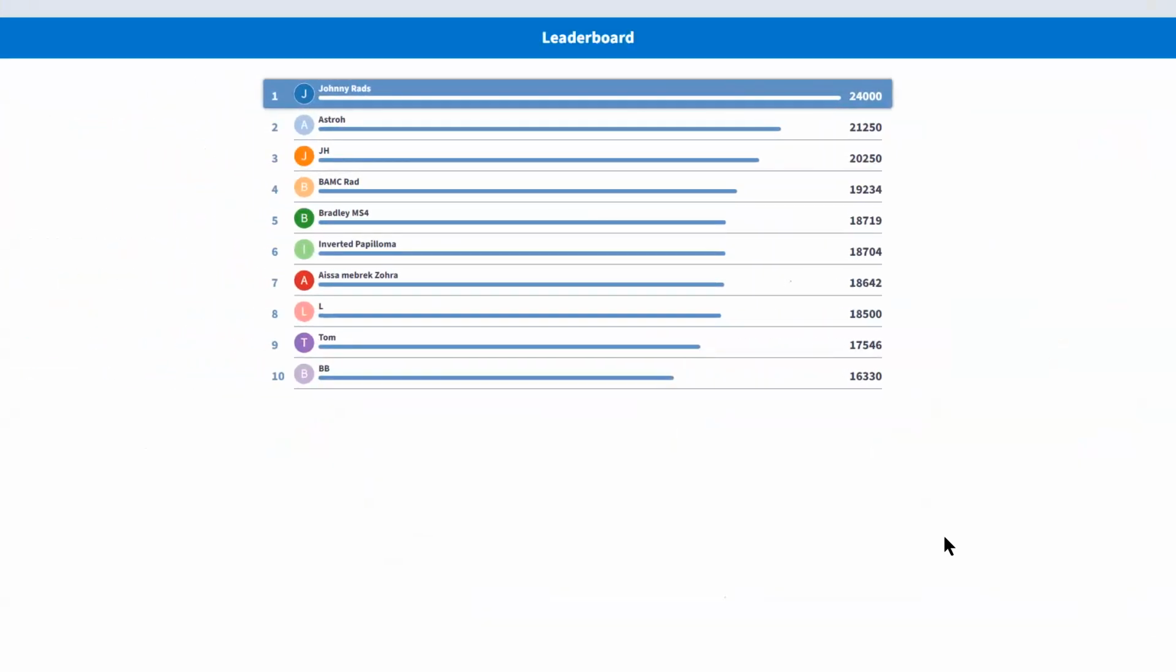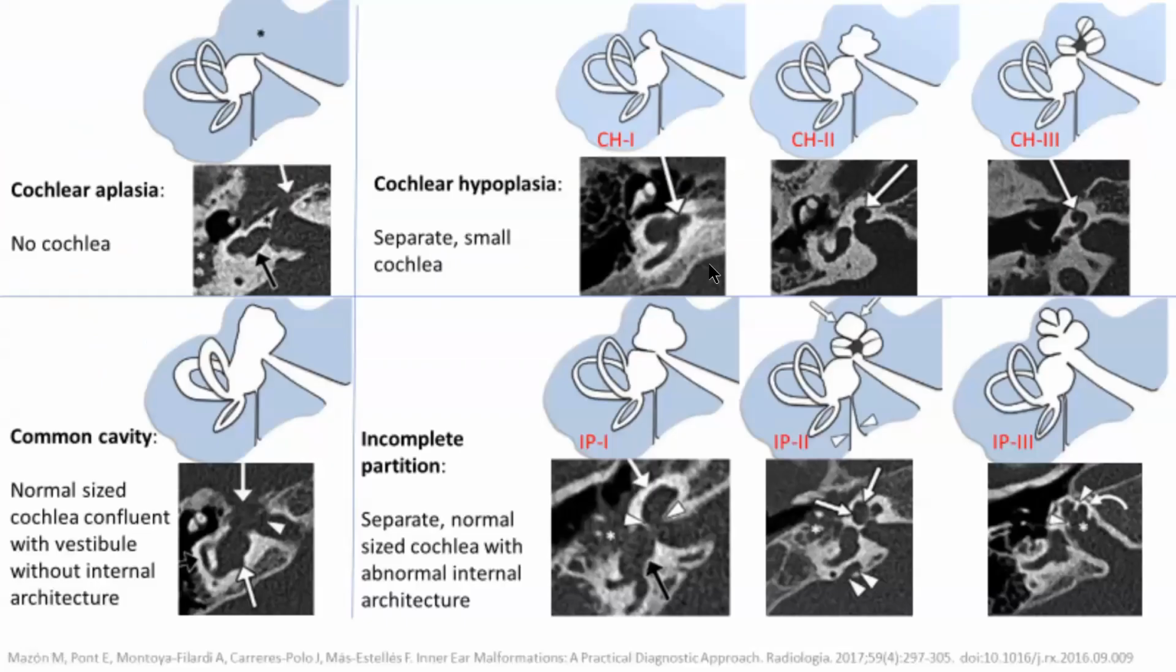I have a question regarding the differentiation between IP1 and CH2. They said they look similar. I think they kind of want some tips on how to differentiate. Yeah. So the main differentiation between CH2 and IP1 is the size of the cochlea.